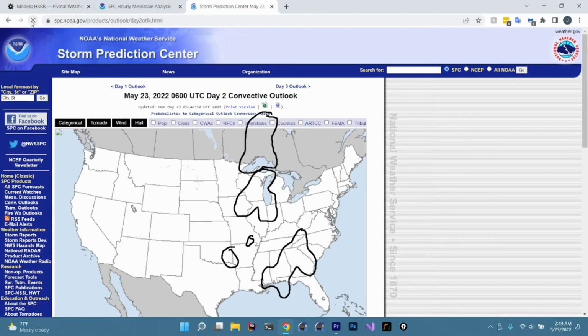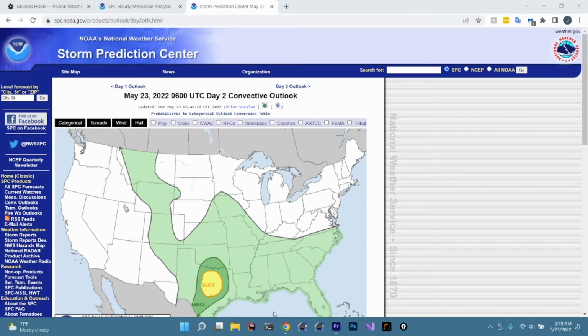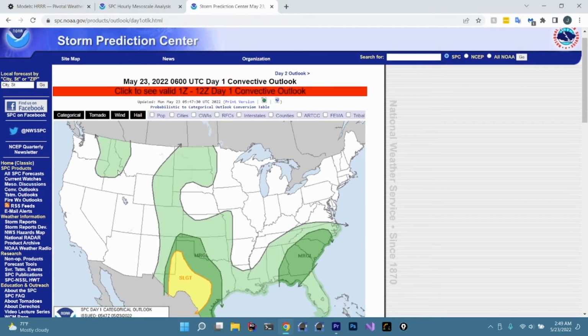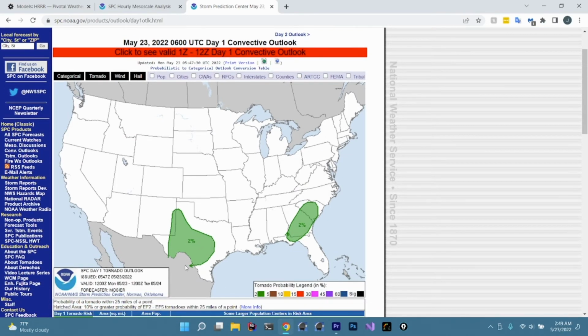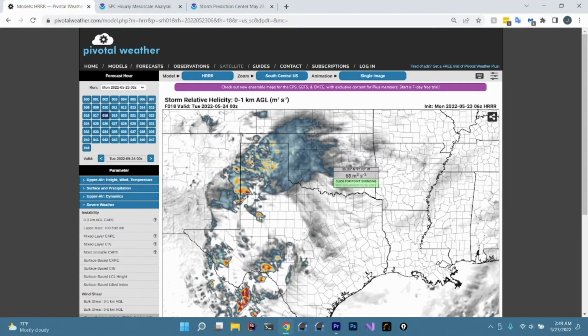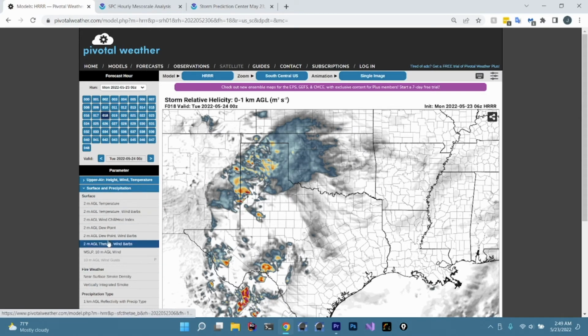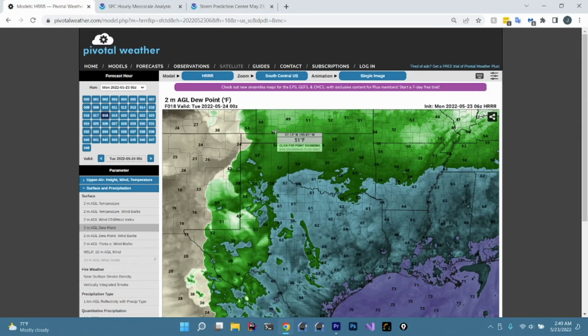If we come over here, let's delete all of our drawings and go back to day one. They are giving a 2% for this general vicinity. But notice they didn't give it up here. There's no 2% risk up here. And let's find out why there's no 2%. I can already tell you it's because of a lack of moisture. If we go back to the dew point, these dew points are in the low 50s up here. And so it's going to be real hard to get any kind of tornadoes with dew points that low. And so the focus is in this area where there is moisture.